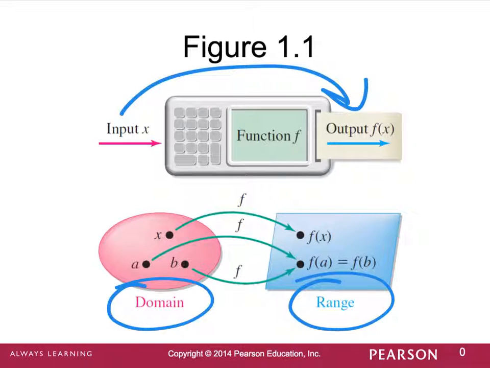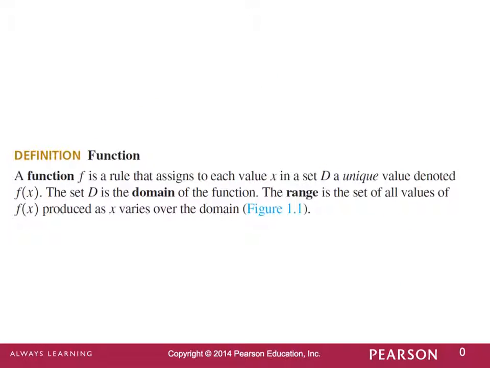So we have a function that tells us when we put in a number, we do a few things to it, and it's going to spit out another number. The math definition of a function is that a function f is a rule that assigns to each value x in a set D a unique value denoted f of x. We'll talk about why it's unique and how important that unique thing is in a moment.